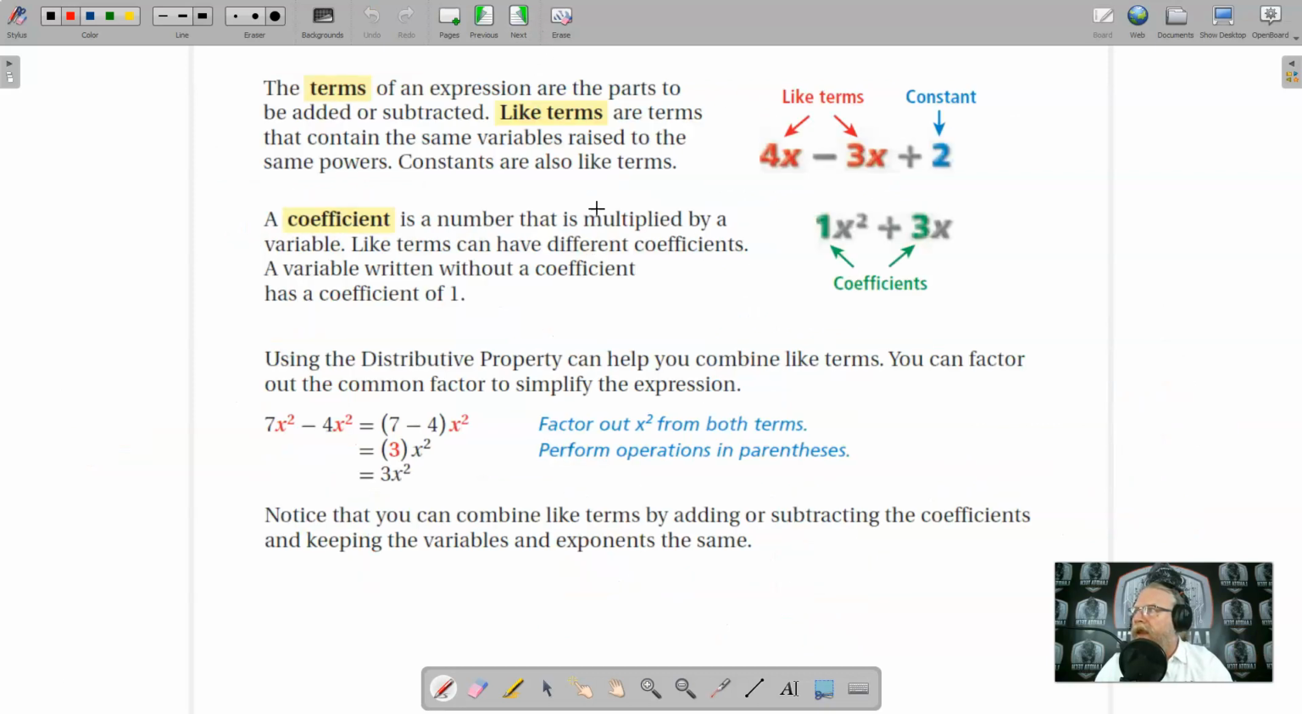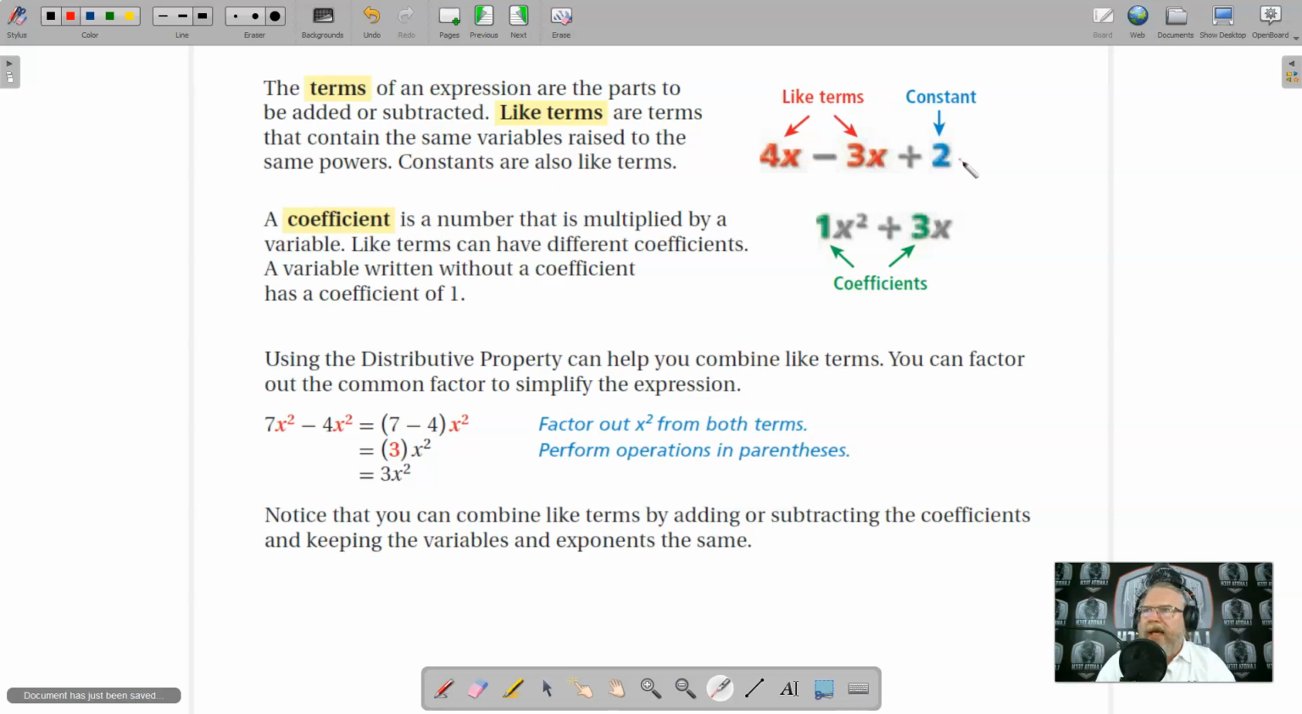All right, we're going to move on and talk about terms, like terms, coefficients, and those type of things. So the terms of an expression are the parts to be added or subtracted. So these parts being added or subtracted, anything that's separated by an addition or subtraction sign, these are called terms. Now, like terms are terms that contain the same variables raised to the same power. So here I have an x and an x. They're both raised to the first power. You don't actually see it there, but technically I could go ahead and throw a 1 there. So these are both raised to the first power, and so they are the same variable raised to the same power. Therefore, these two are like terms.